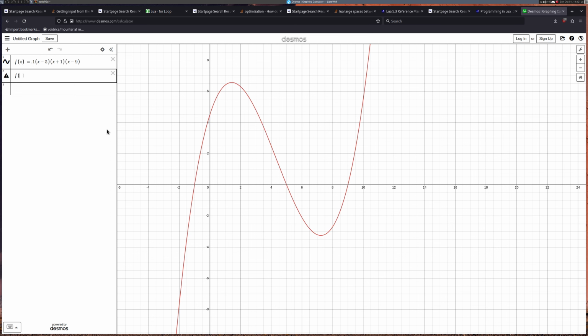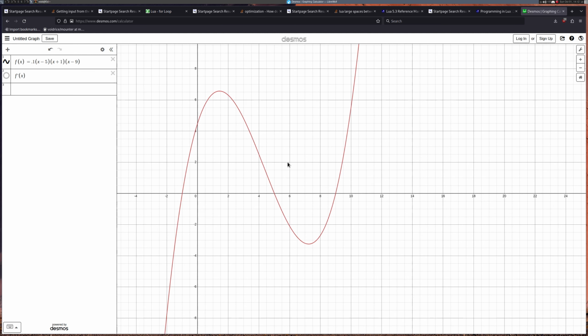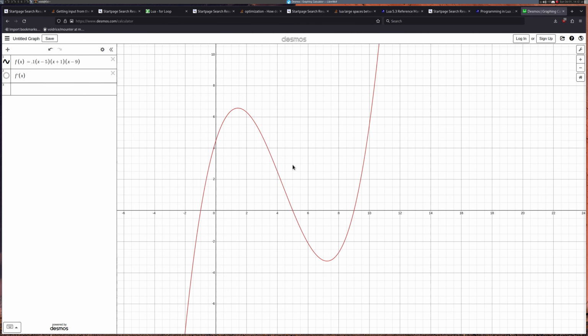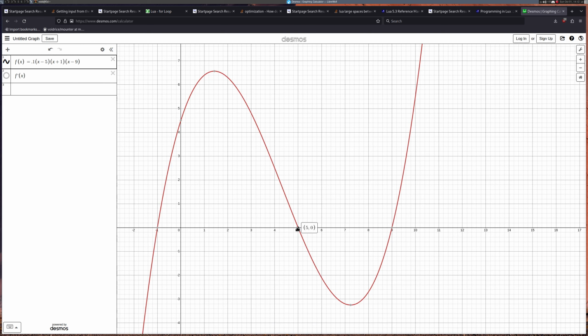Now if we have f prime of x, I'm not really gonna care about this. So if I want a line over here, say I want a tangent line at 5. I want to do, let's do A.